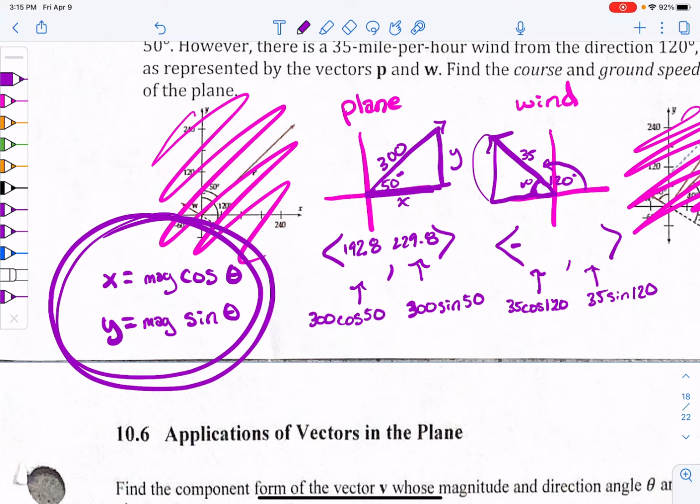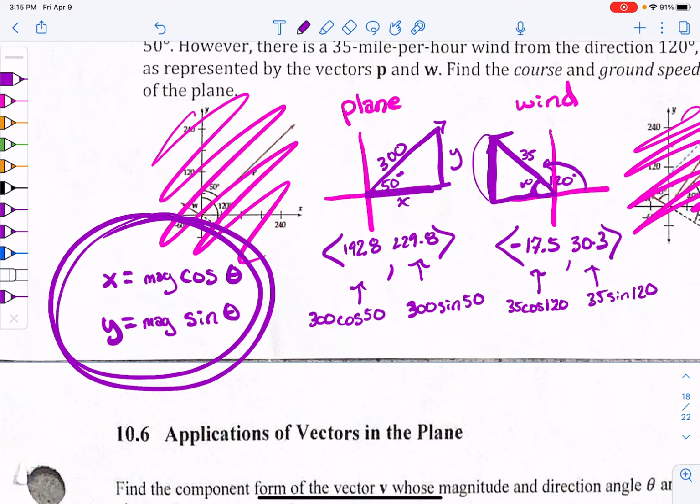When you type it into your calculator, 35 cosine of 120 is negative 17.5. The sine value should be positive because it's going up. So 35 sine of 120 is 30.3, and that's what it looks like, right? You can type it in with 60 if you want to, but if you type it in as 60, it will just give you 17.5 and not negative 17.5 to reflect that it's in the second quadrant.